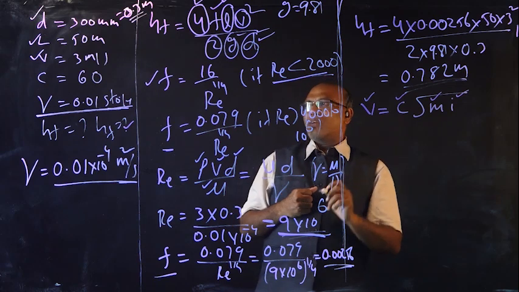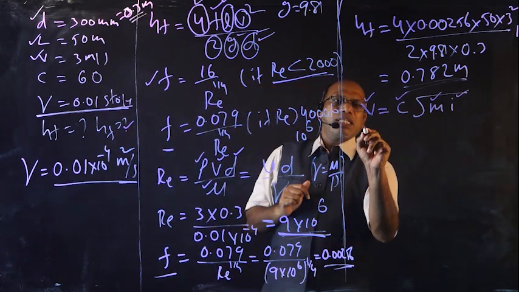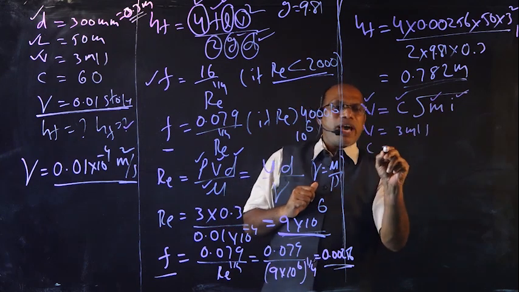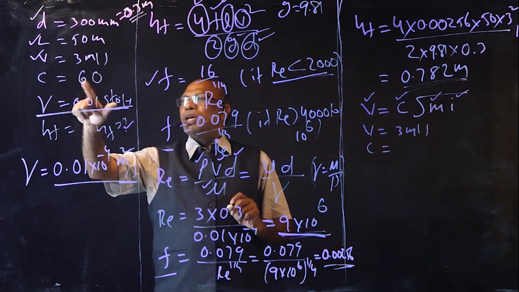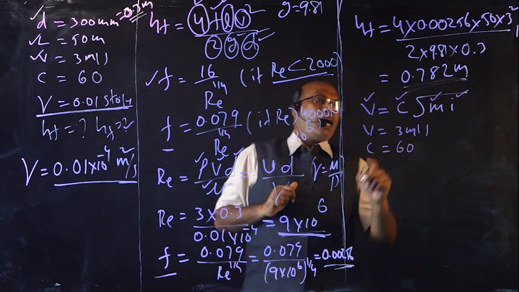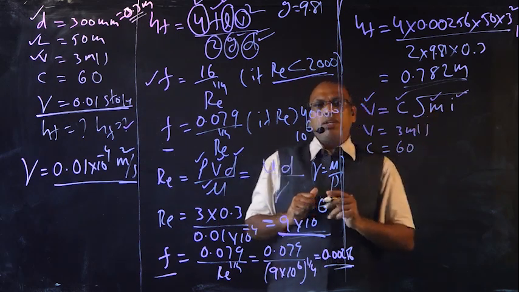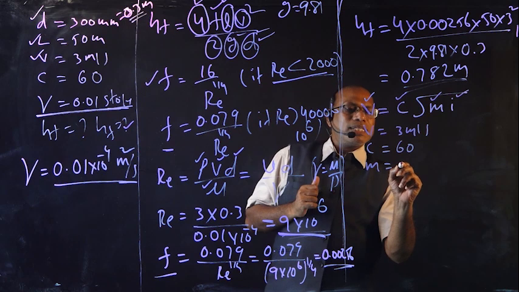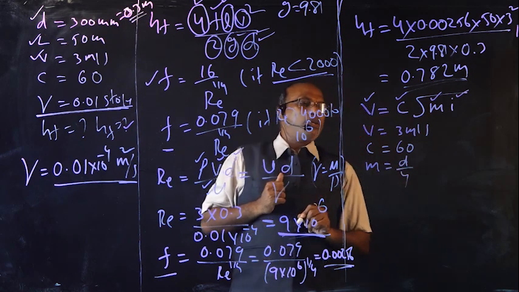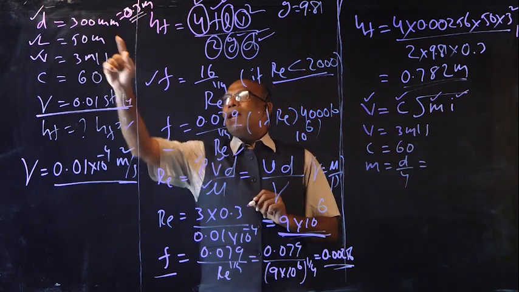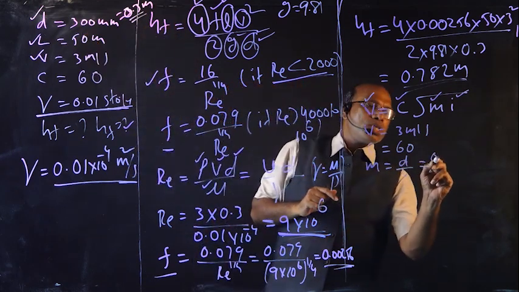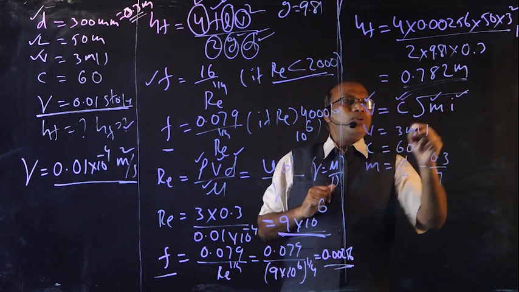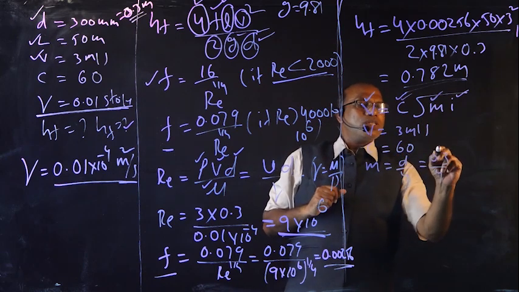Now velocity of flow is given, that is equal to 3 meter per second. And constant C value, Chezy's constant, is also given in the problem, that is equal to 60. And hydraulic mean depth M is nothing but hydraulic radius. M is equal to D by 4. Here diameter of the pipe is given, that is 0.3 meters. So 0.3 divided by 4. Hydraulic mean depth is also known to us.